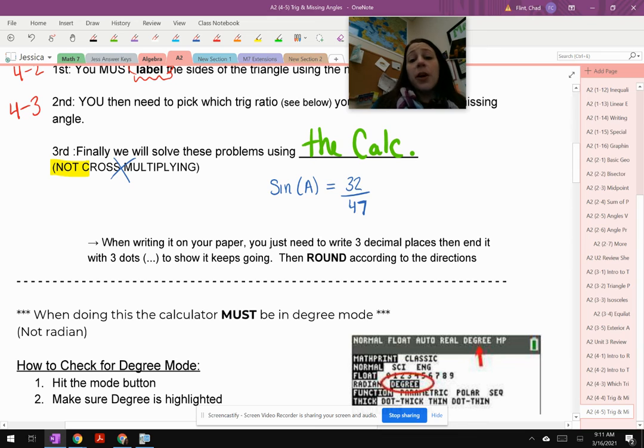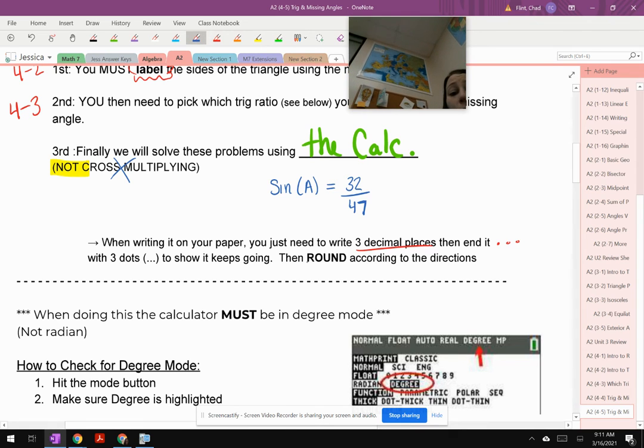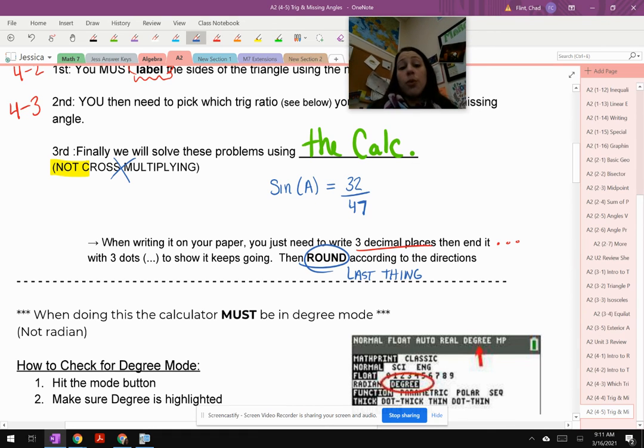Again, when writing that decimal on your paper, just make sure you write down the 3 decimal places and then use the dots to show that it keeps going. Remember, rounding is the last thing you do. Make sure you read the directions so you know what to round to.